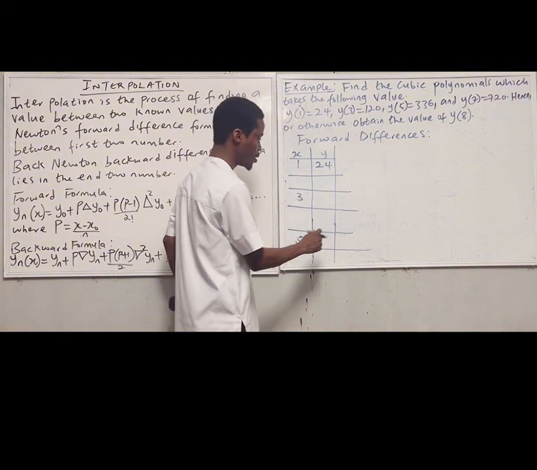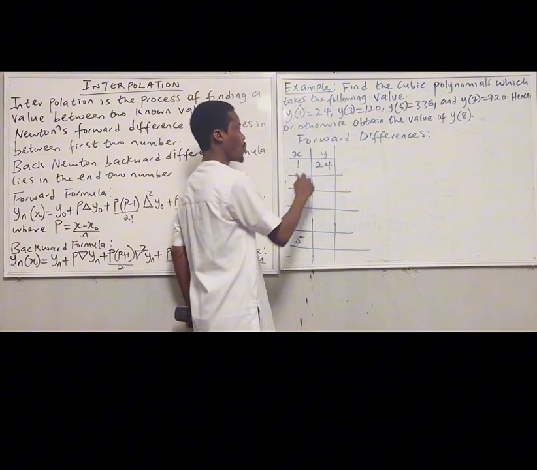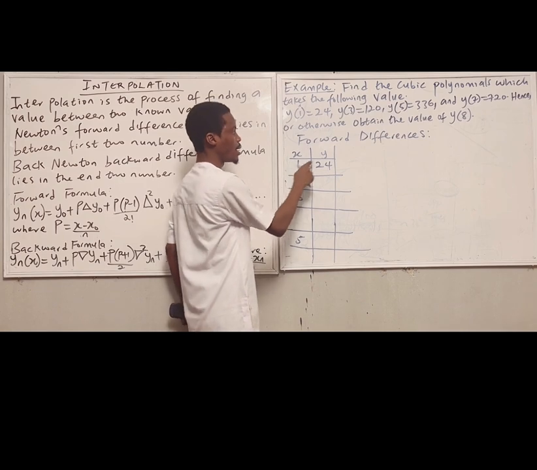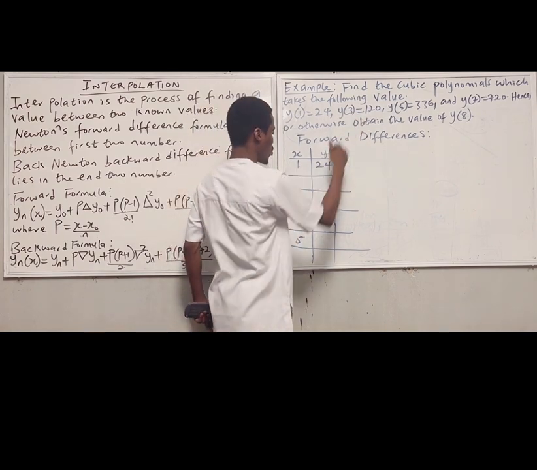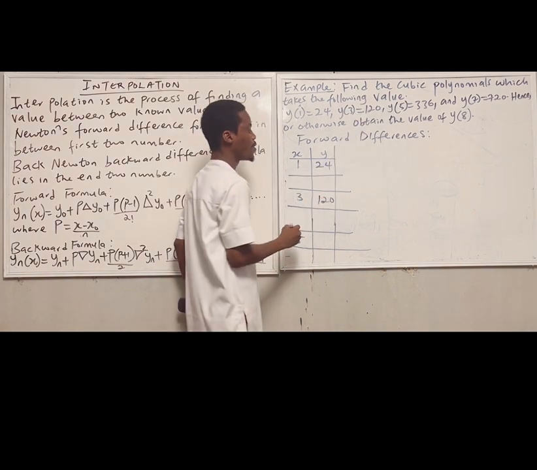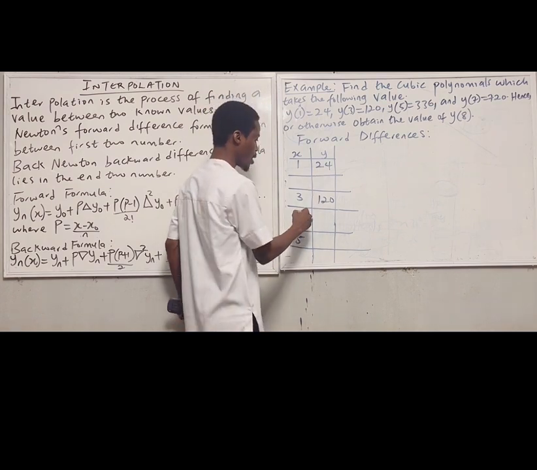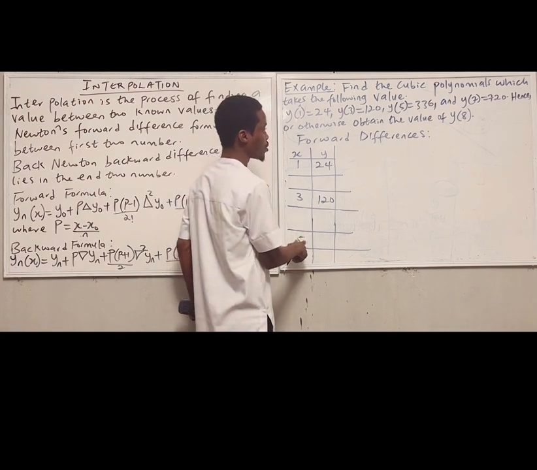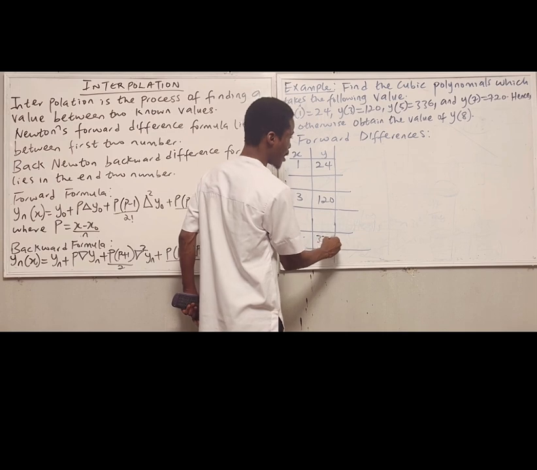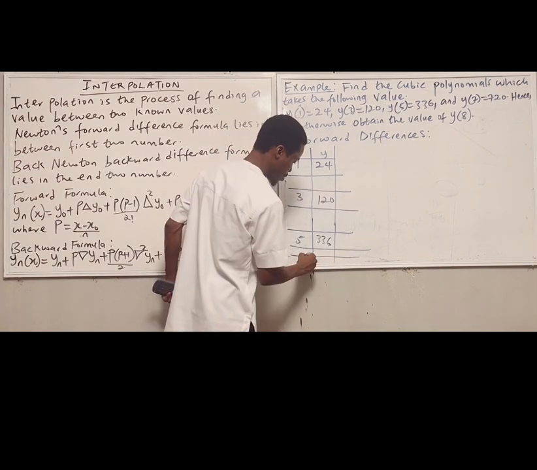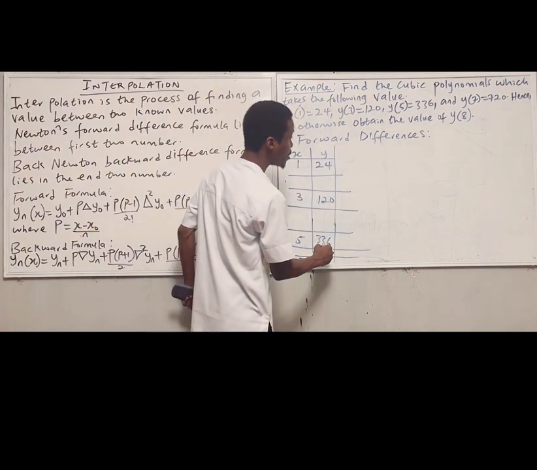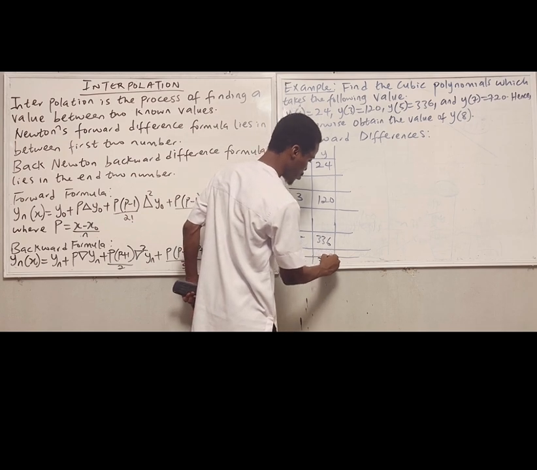I have my reason for doing this. When my y here is what? When I have 1 as 24, I have my 3 as what? 120. And I have 5 as well. What is my 5? This is my 5 as 336. And I have my 7 as 720.